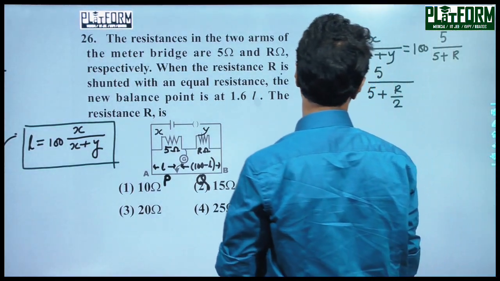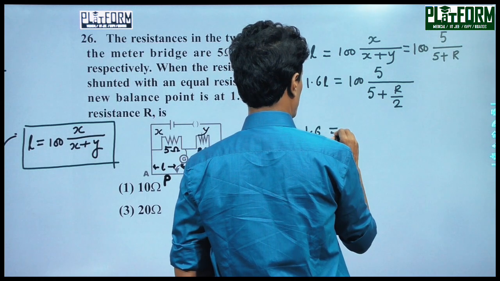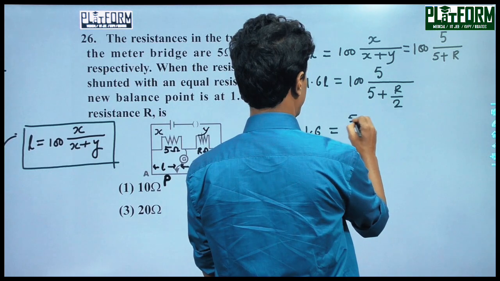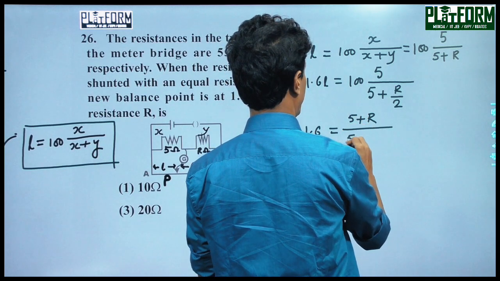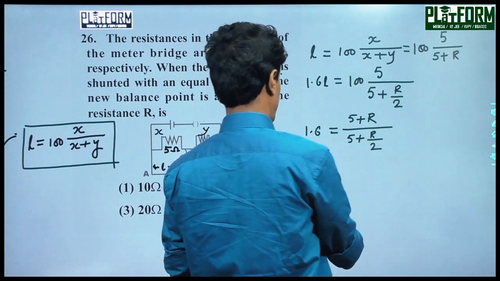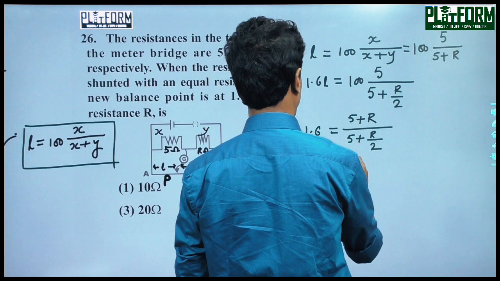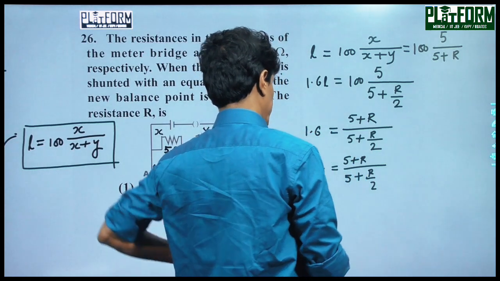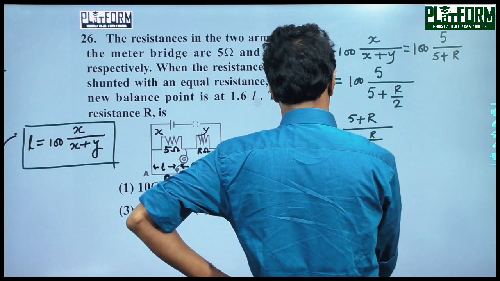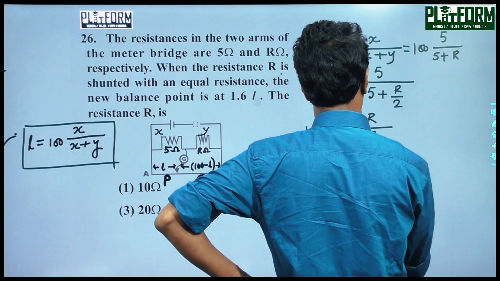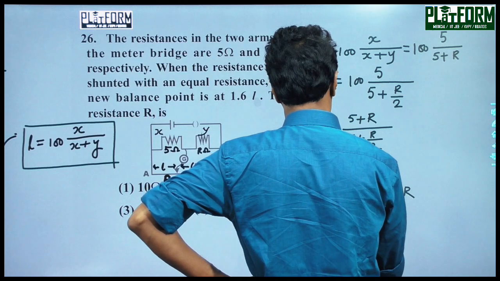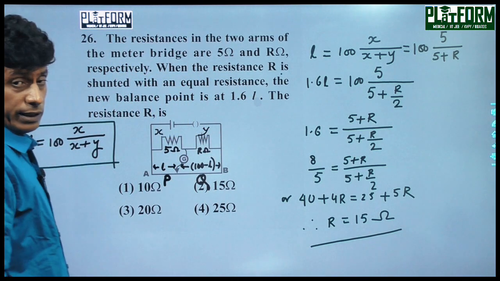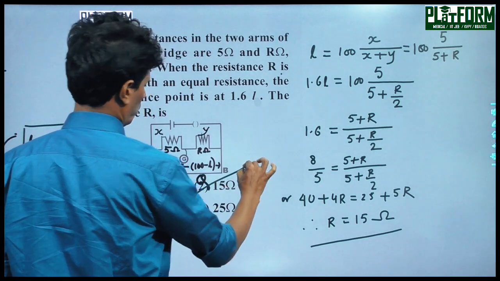So simply, 1 by 6, dividing these two equations, we can do this job. It is 5 plus R by 5 by R, 5 plus R by 2, and you know this is 8 by 5, and 5 plus R by 5 plus R by 2. Calculating this, 40 into 4R, 25 into 5R, and the resistance R is equal to 15 ohm. Here the right option is 15 ohm.